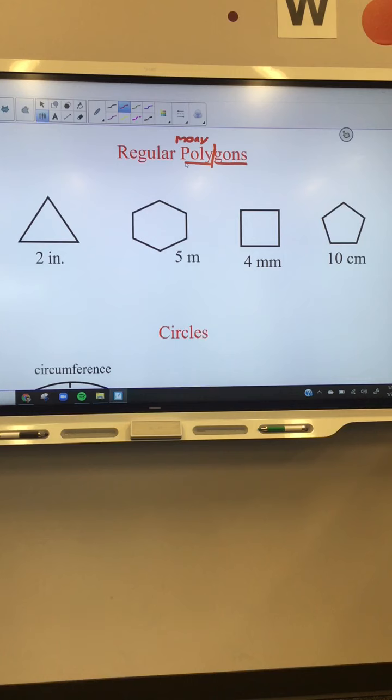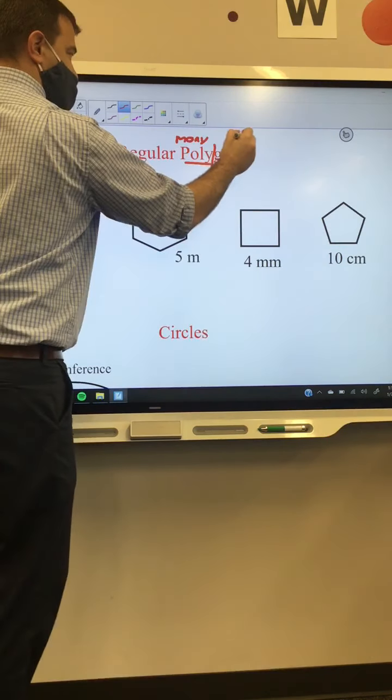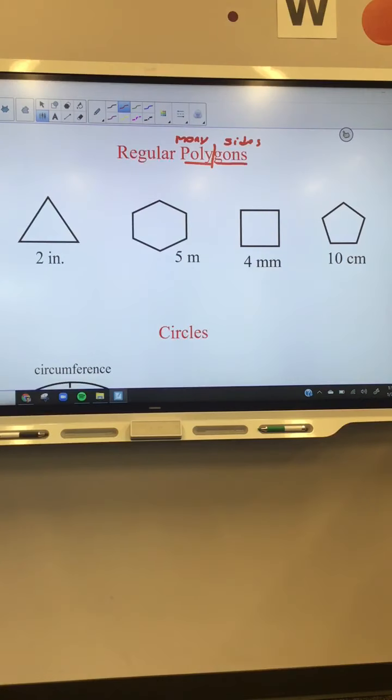Can you guess what gon means? These shapes all have many sides. Yep. Gon means sides. So when you see polygon, it just means a shape with many sides. We're talking about many straight sides. So a circle would not count because that's got a curved side, but many straight sides.